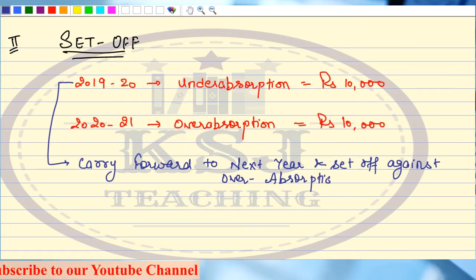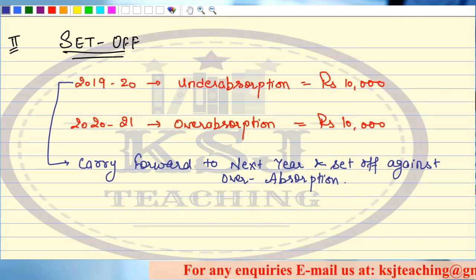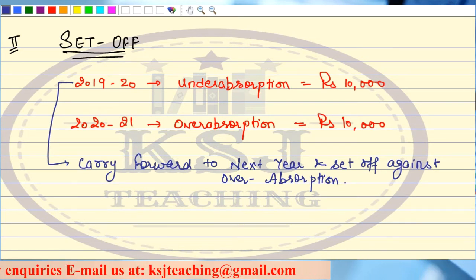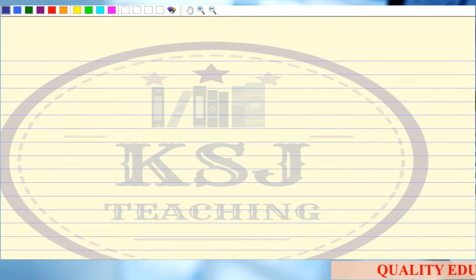Sir, what will be the journal entry? Nothing, sir. You just have to carry forward it in the next year. It will appear in your accounts. That's it. Any doubt, sir? Clear?